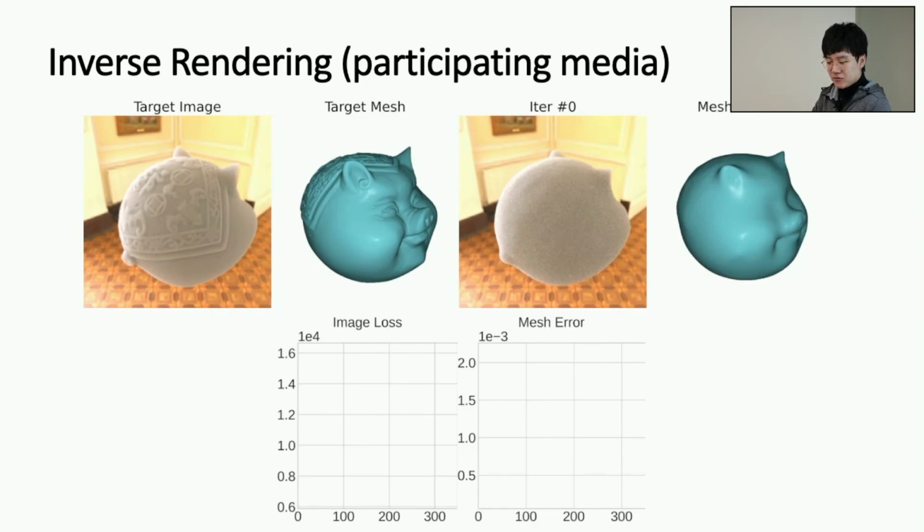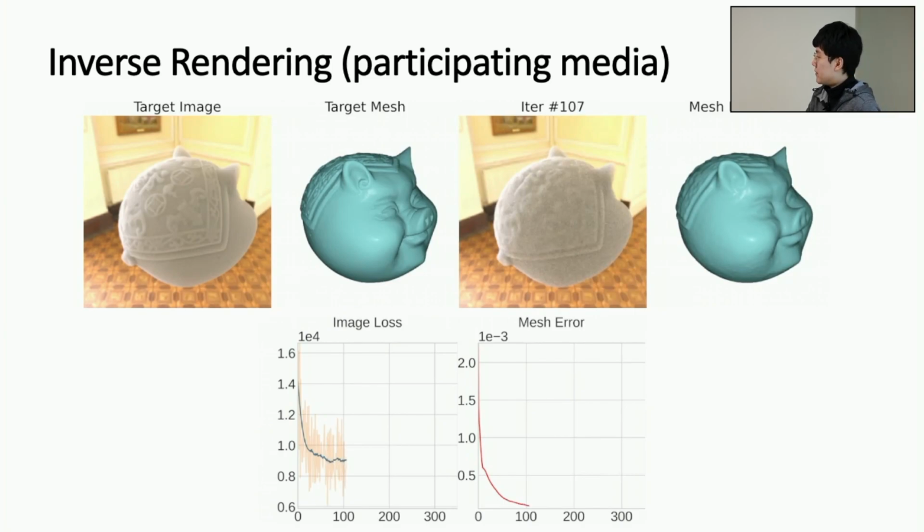The second example contains a homogeneous translucent object with detailed boundary geometry. We use 20 target images, with one shown here, to optimize the shape. After a few hundred iterations, the geometry converges to the target.